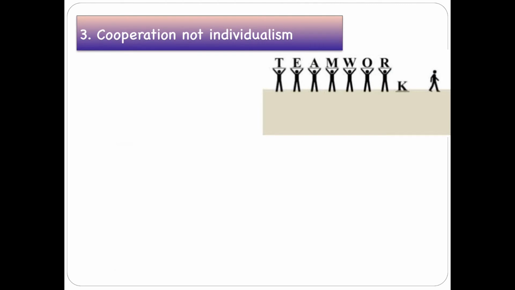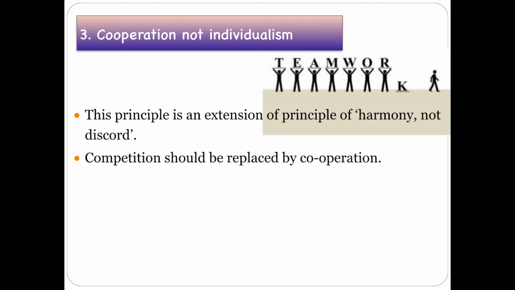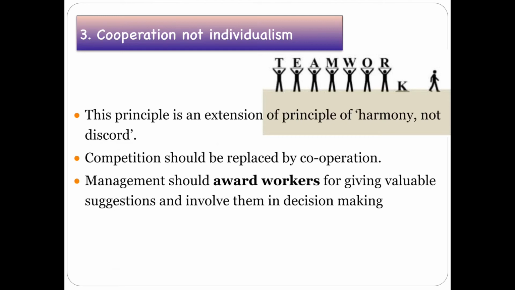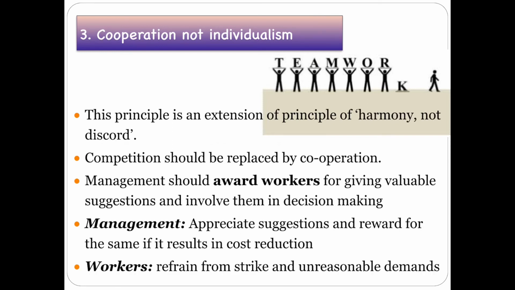Cooperation, not individualism. This is the third principle suggested by Taylor. This is the continuation of the principle harmony, not discord. Taylor suggested competition should be replaced by cooperation. And when will you have cooperation? When there is a group of people working, there is a need for cooperation. We call this teamwork now, isn't it? Management should reward workers for giving valuable suggestions and involve them in decision making. Management should appreciate suggestions and reward for the same if it results in cost reduction. Workers refrain from strikes and unreasonable demands.